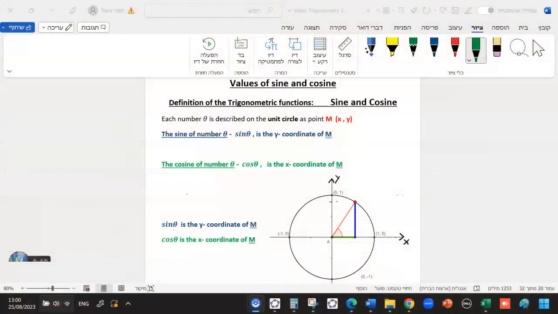Hi, this is video number 4 of Basics of Trigonometry. We're going to look at some special values of sine and cosine. But first, let's have a quick review of the definitions.